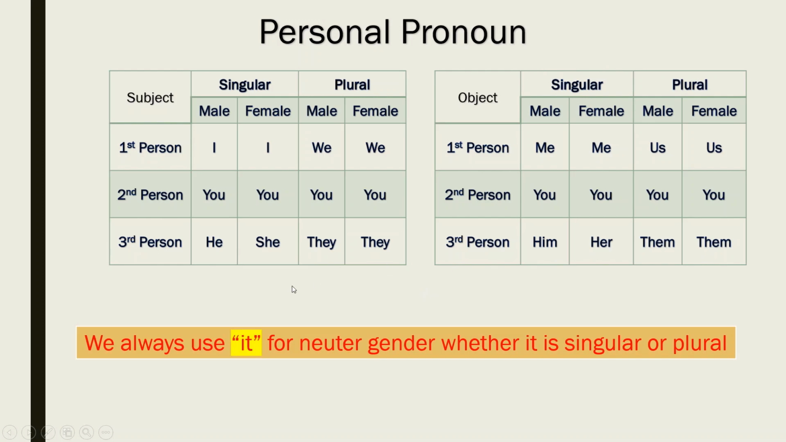We need to always keep one line in mind: we will always use it for the neuter gender, whether singular or plural. It doesn't matter. If we are using a neuter gender, the pronoun we are going to use will be it. So we need to understand what the neuter gender is in the English language. Apart from male and female humans, all other things are non-living things, or neuter gender, in English.